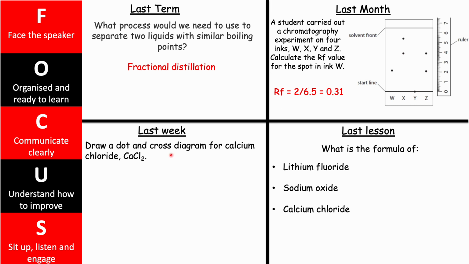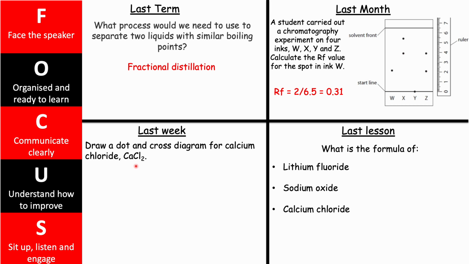Moving on to the last week question, you are asked to draw a dot and cross diagram for calcium chloride, CaCl2. Well, I know calcium is a metal because it's on the left of the periodic table, and I know chlorine is a non-metal because it's on the right of the periodic table. I know a metal and a non-metal form an ionic bond. I also know calcium is in group 2, so it has 2 electrons in the outer shell, so it loses 2 electrons to form an ion with a +2 charge.